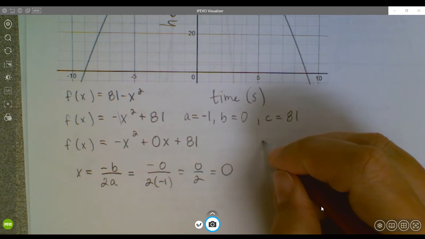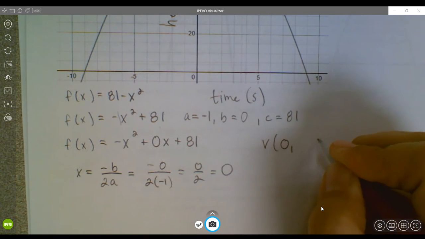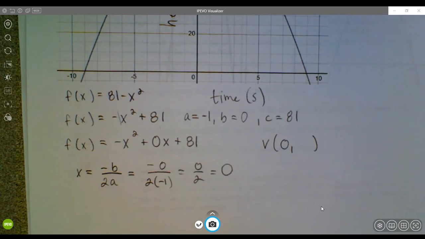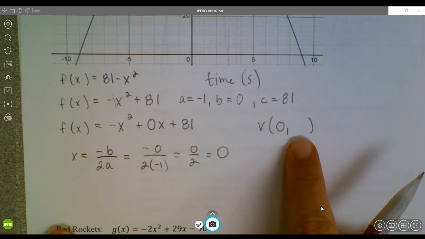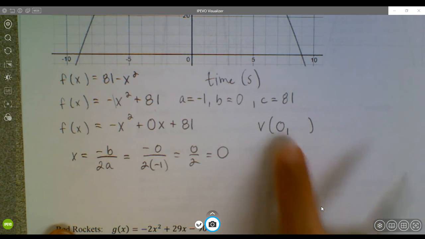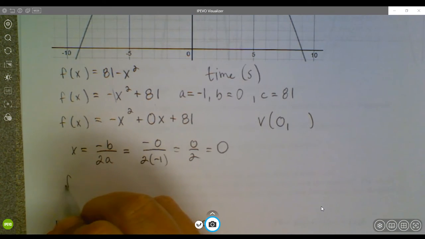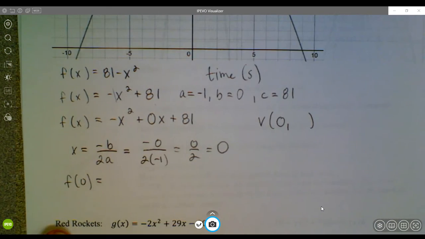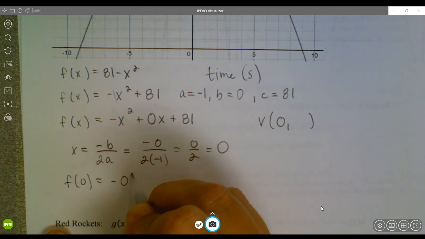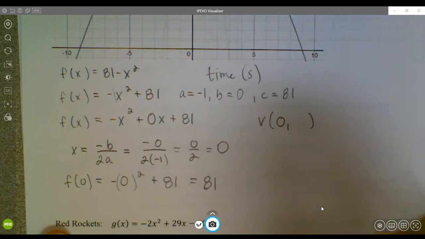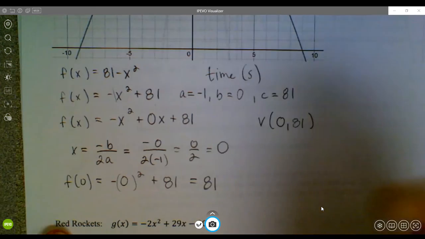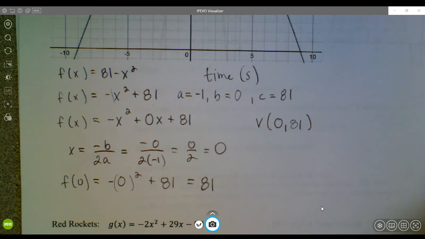Okay, so right now, I know my vertex is 0 something. I have to find that something. Well, that something is the corresponding y, or the corresponding output when the input value is 0. So what I need to do is find f of 0. So I'm going to take the negative of 0 squared plus 81, and I'll get 81. So it looks like my vertex is 0, 81.